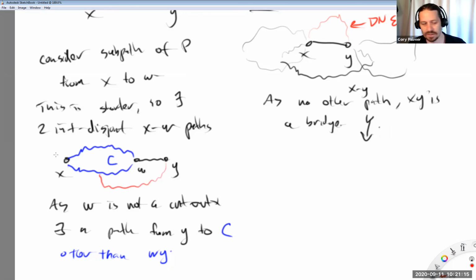I don't know where in C. It might even be X. If it was X, then we'd be done immediately. But let's say it's just right there on C. There's some way to get from there to there. And now, I hope you see two XY paths evidenced literally in this picture here, right?